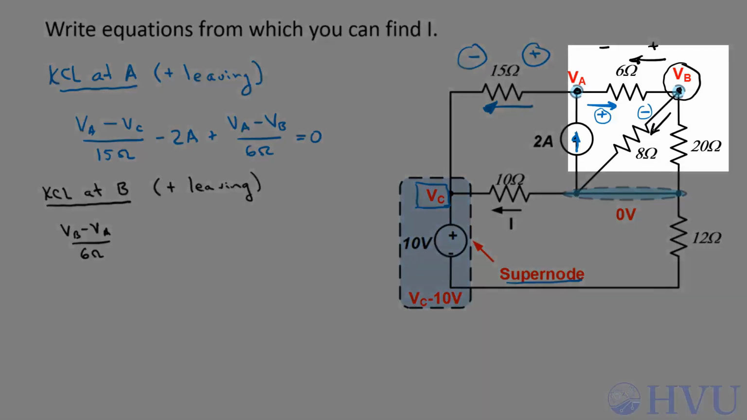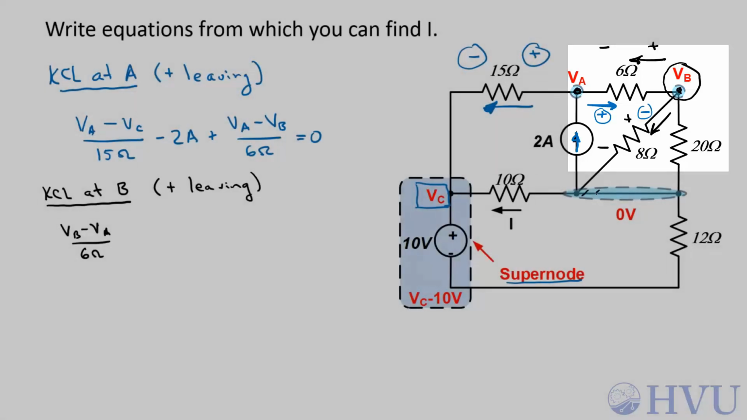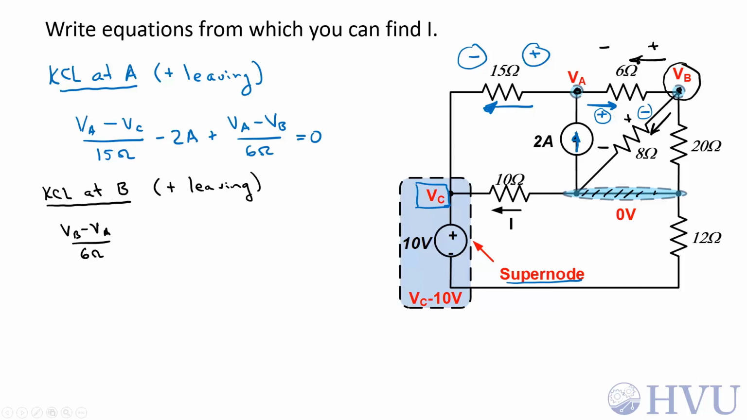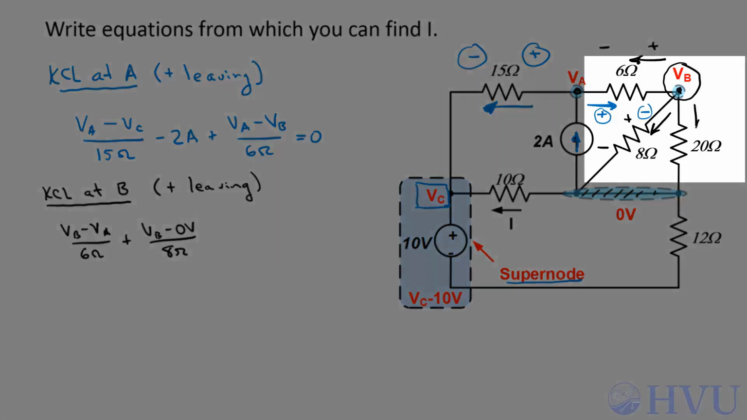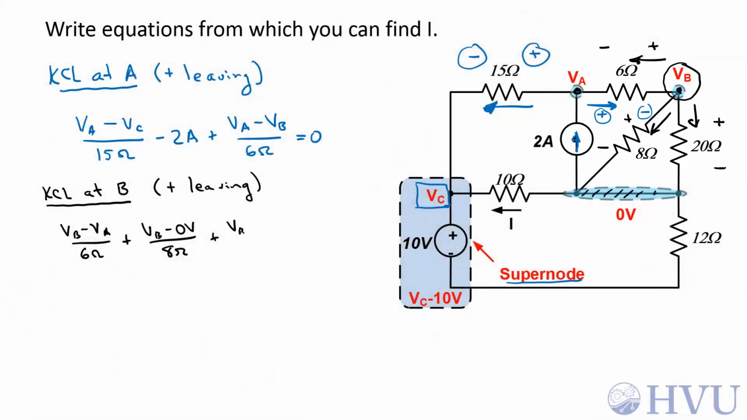The current through the 8 ohm resistor leaving node B implies a polarity of the positive terminal being at VB and the negative terminal being at the reference node, which is 0. So this becomes VB minus 0 volts over 8 ohms. And finally, the current going through the 20 ohm resistor leaving node B implies a polarity like this. So this becomes VB minus, the negative terminal is the reference node again, minus 0 volts over 20 ohms. Those are all of the currents at node B, so those sum up to 0.